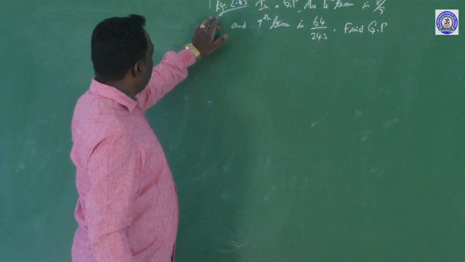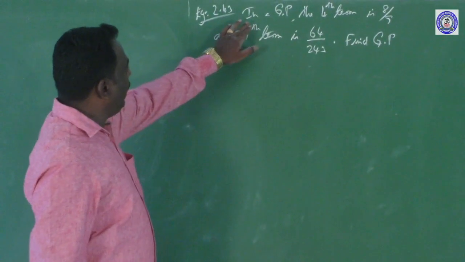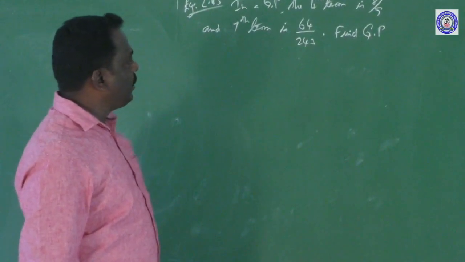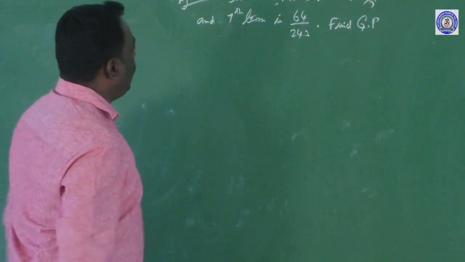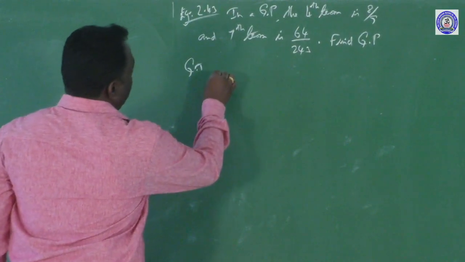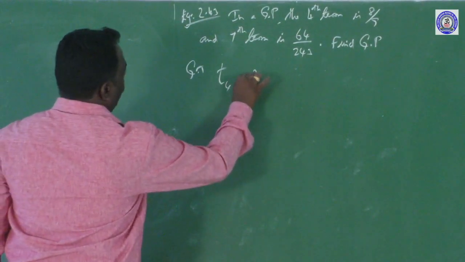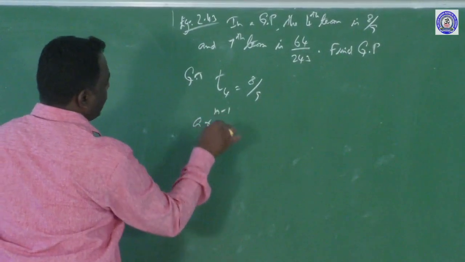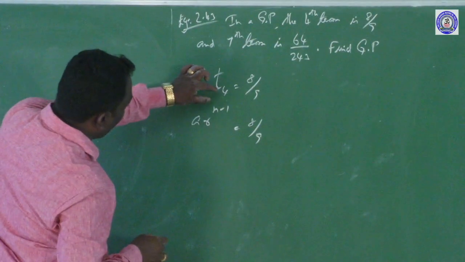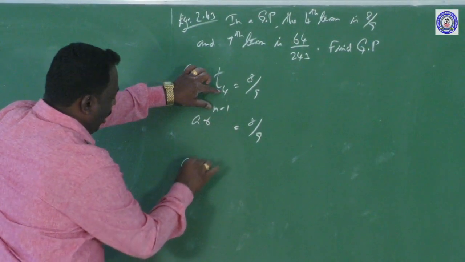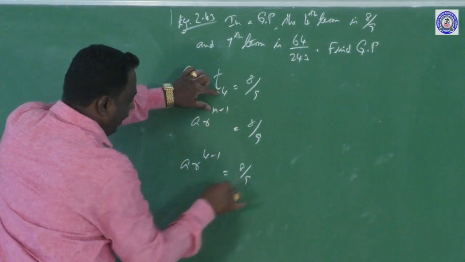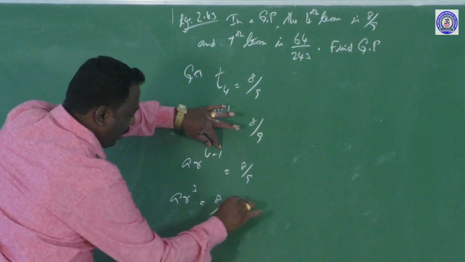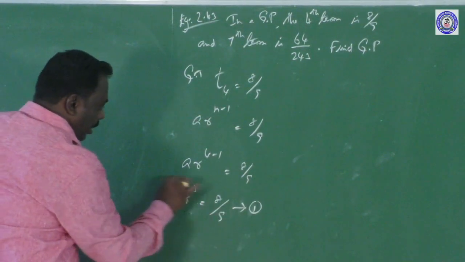Next one, example number 2.43. In a GP, the 4th term is 8 by 9 and the 7th term is 64 by 243. Find the GP. Now what is given? The 4th term T4 is equal to 8 by 9. We know the general term is A into R power n minus 1, equal to 8 by 9. Here n equals 4. Therefore A R power 4 minus 1, that is A R power 3, is equal to 8 by 9. We call this equation 1.